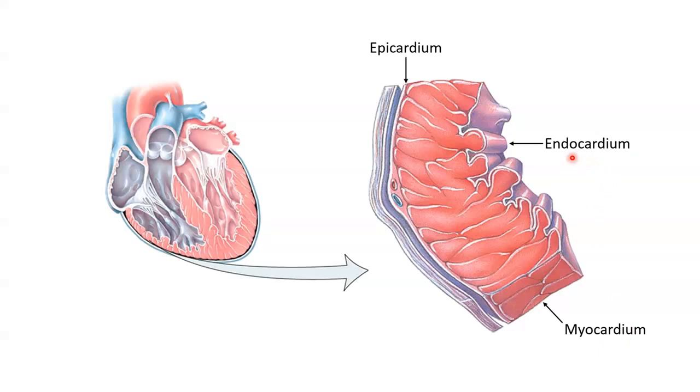The innermost layer is our endocardium. The endocardium provides a smooth lining for the chambers of the heart. It also covers the valves of the heart and the inner lining of the main blood vessels that enter and exit the heart. The smooth lining of the endothelium minimizes the surface friction as blood passes through the heart, so it can move through really easily.